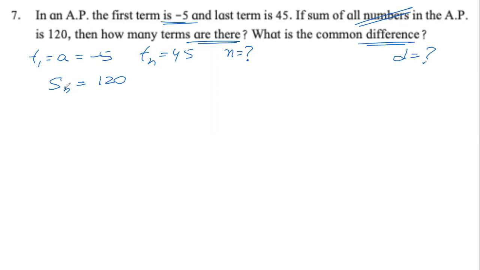Remember, Sn, the easier formula is n by 2, first term plus last term. We know T1, we know Tn, we know 120. So this is a linear equation in one variable, which will give us the value of n.